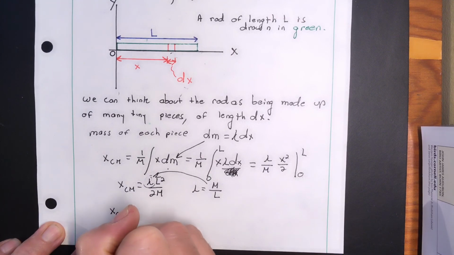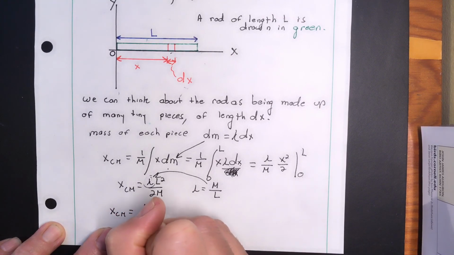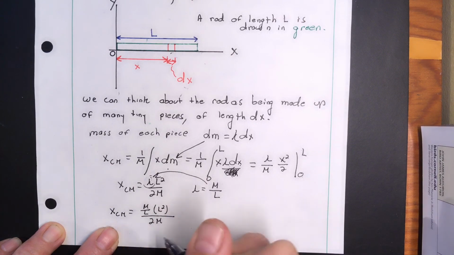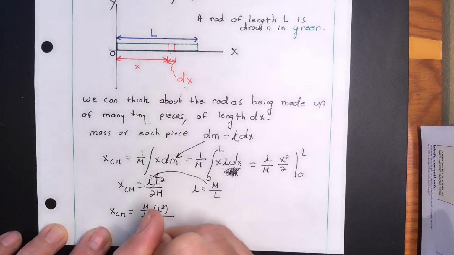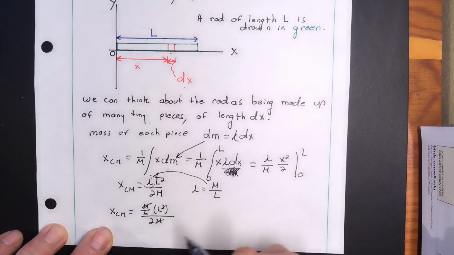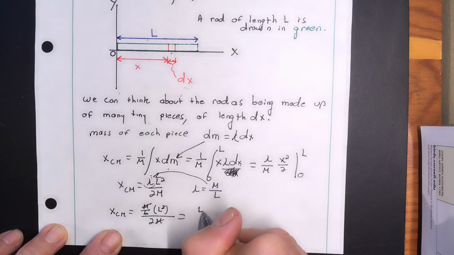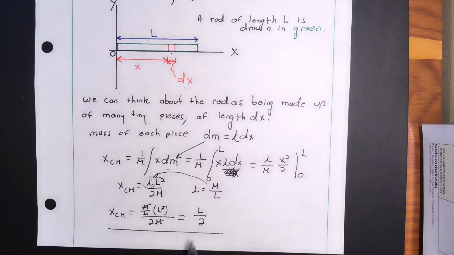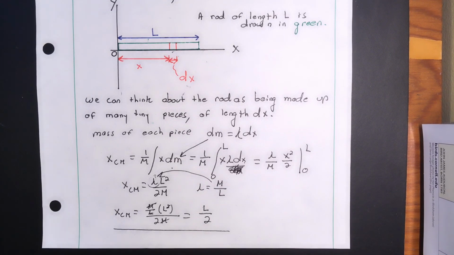So x cm equals m over L times L squared over 2m. The L squared and that L cancel, and the m and the m cancel. So we end up with L over 2. So the center of mass is right in the middle of the rod, which is not a surprise. But it's a nice check to show that this method works, and you can trust it for more complicated geometry that you can't tell just by looking at it.